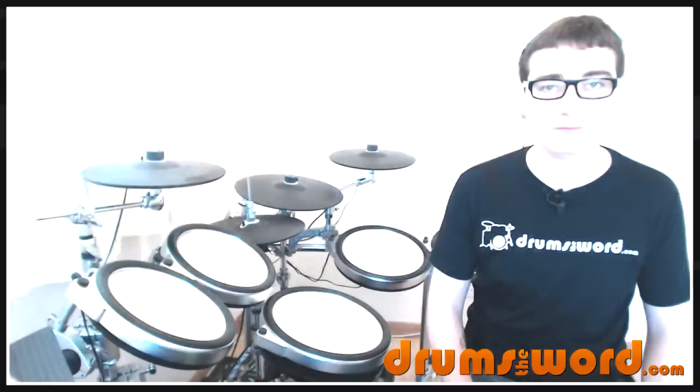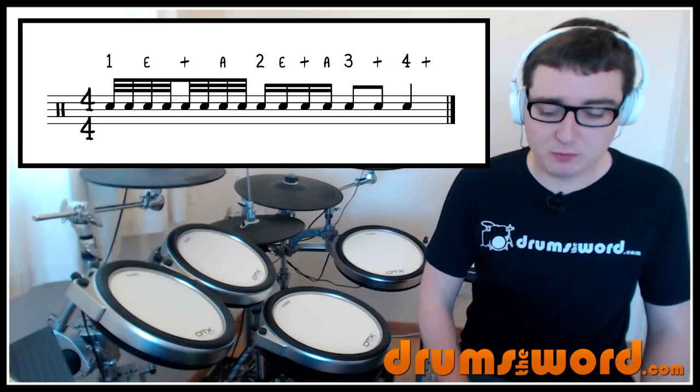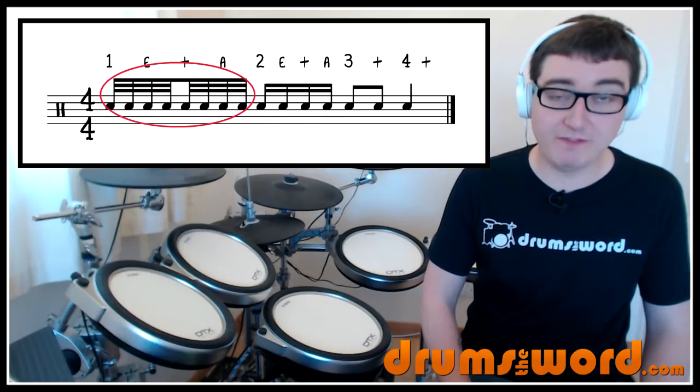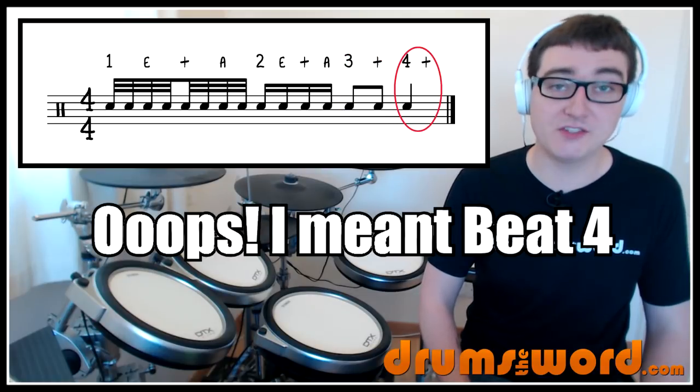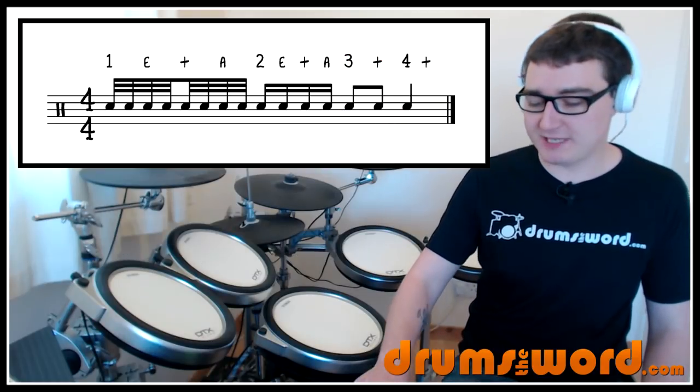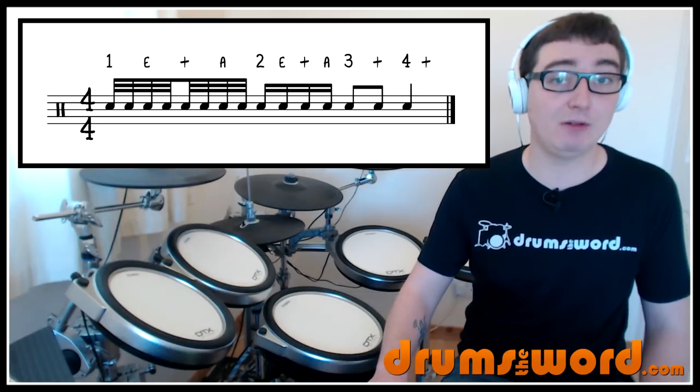For our next example, beat 1 has been filled with 8 32nd notes, beat 2 with 4 16th notes, beat 3 with 2 8th notes, and beat 4 with 1 single quarter note. With the metronome set to 50 BPM again, let's hear this played out loud.